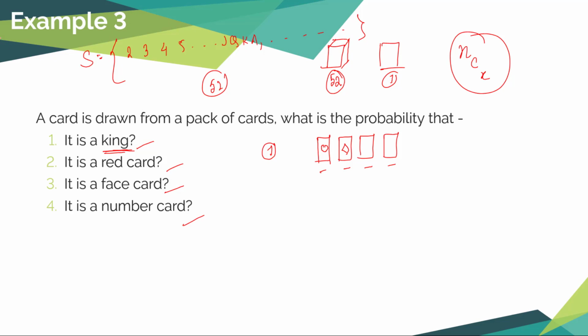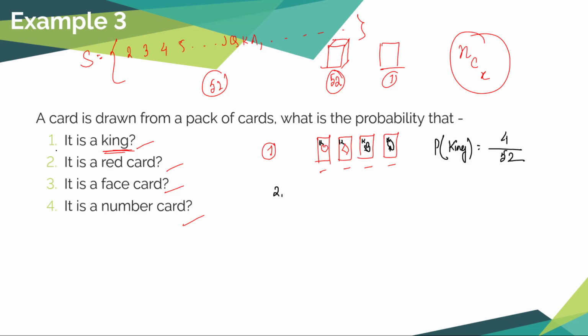Heart, diamond, spade and club, right? Sorry, club and spade. So we have 4 different king cards, right? So the number of favorable cases is 4 and the total number of cases is 52. So the required probability of king is equal to 4 by 52, right?